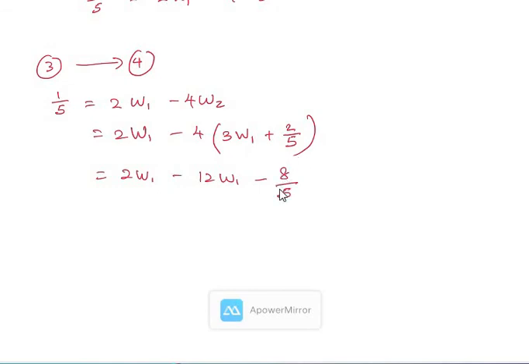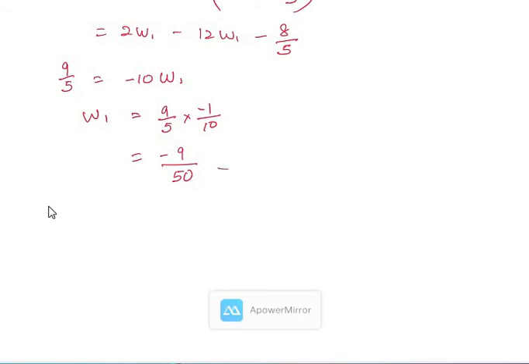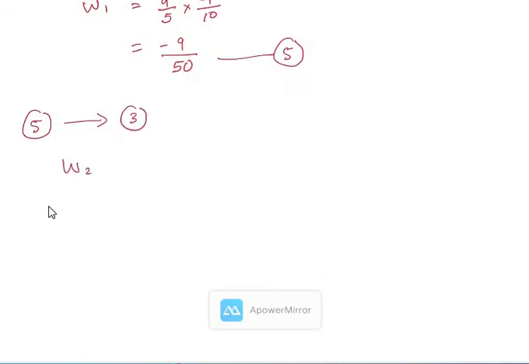So I move the 8 over 5 to the left hand side. I add it up with 1 over 5, I get 9 over 5 equal to negative 10w1. So w1 equal to 9 over 5 times negative 1 over 10. So I get negative 9 over 50. This is equation number 5. Then I insert equation number 5 into equation number 3. I get w2 equal to 3 times negative 9 over 50 plus 2 over 5, equal to negative 7 over 50.